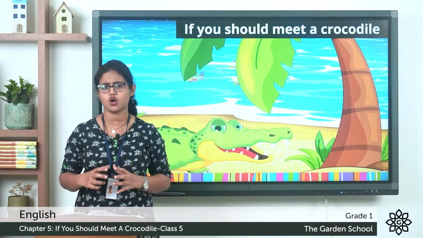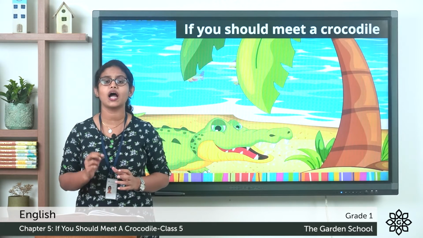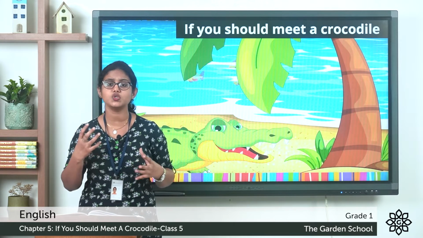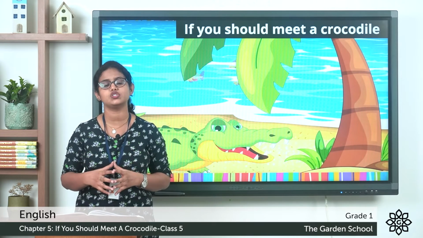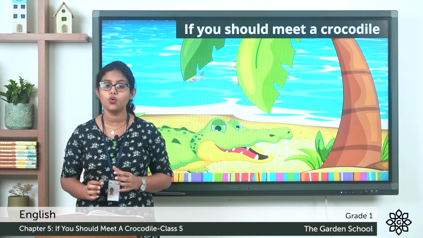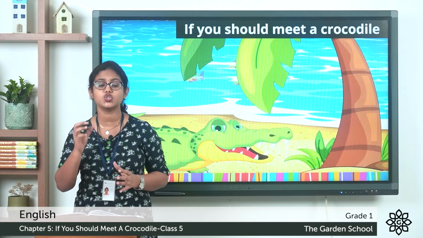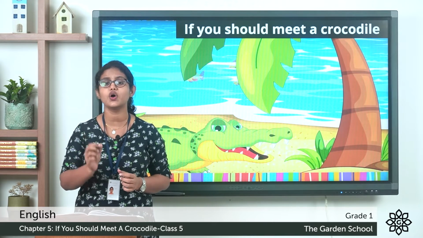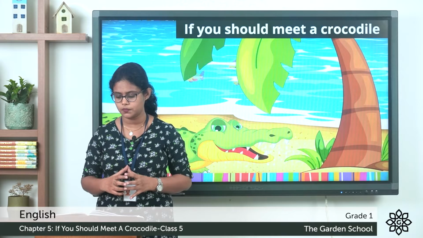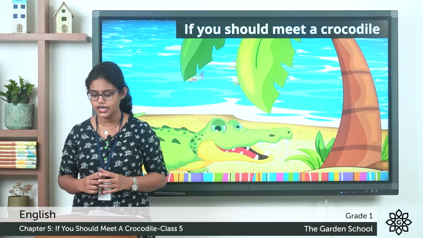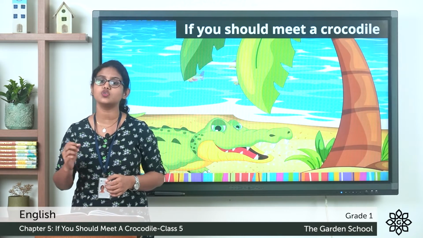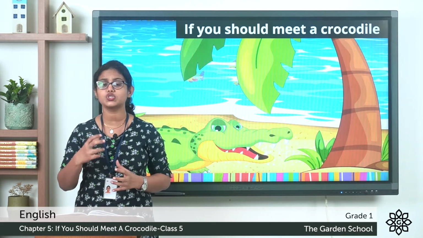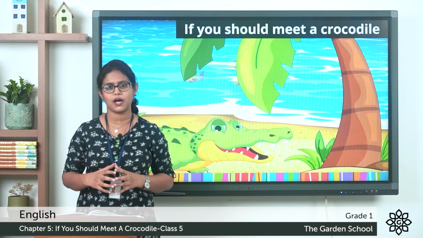So what is the meaning of stroke? Stroke means to move your hand gently. Most of you have pets in your home, right? So you touch them with your hands gently. Like that, don't stroke a crocodile. You should be very careful that you should not stroke them. You should not move your hands gently on them. Ignore the welcome in his smile. Be careful not to stroke him.